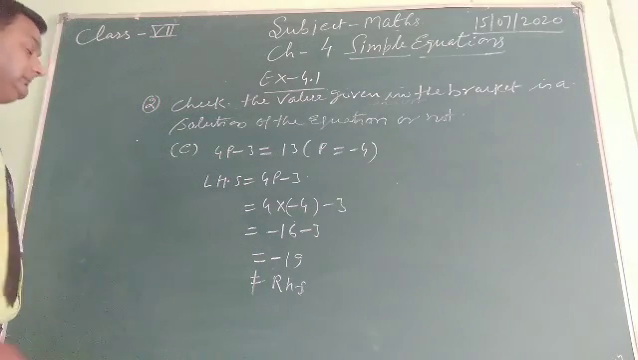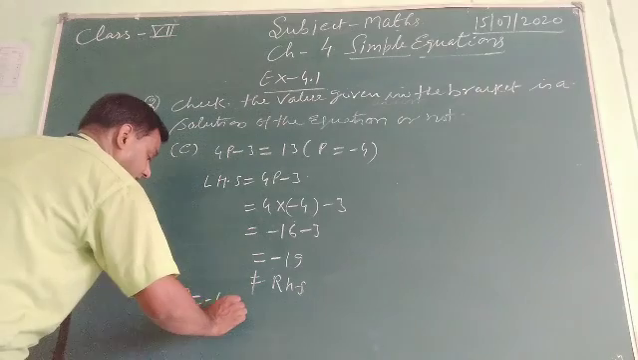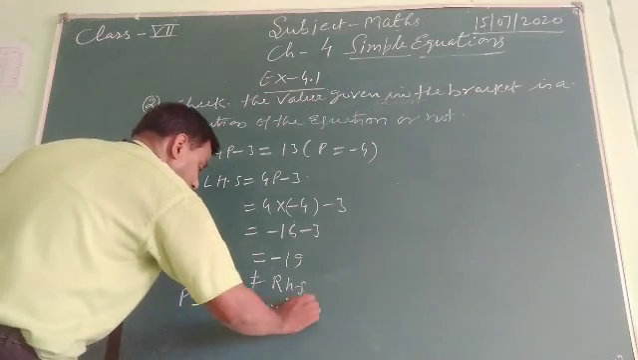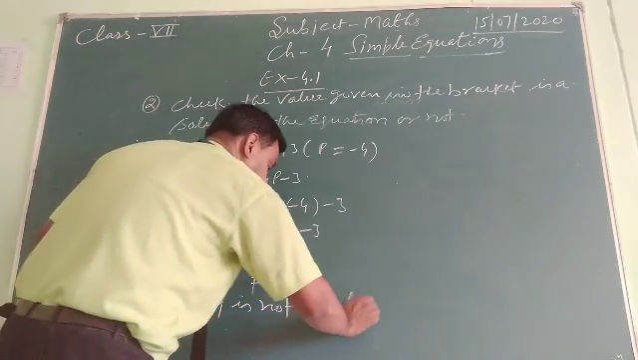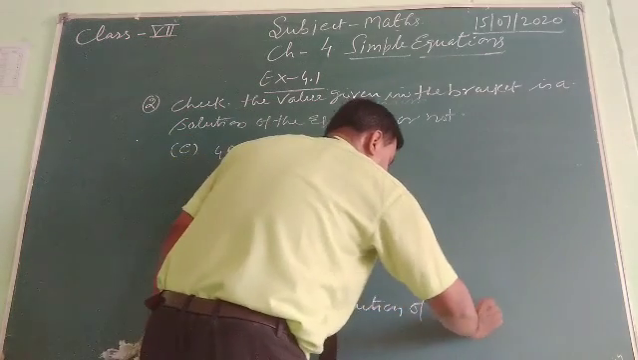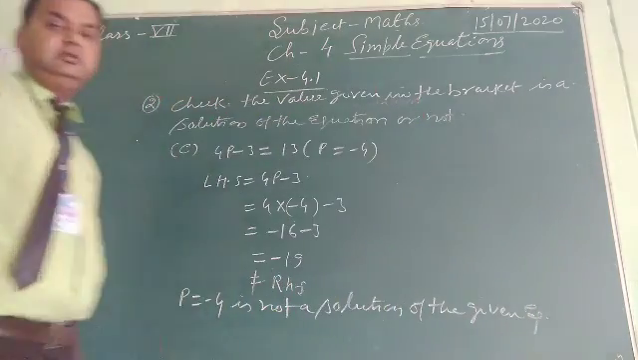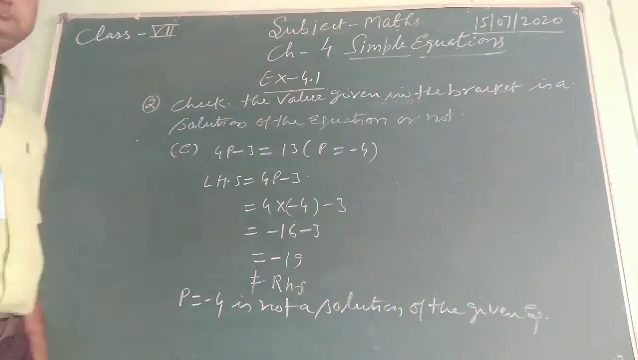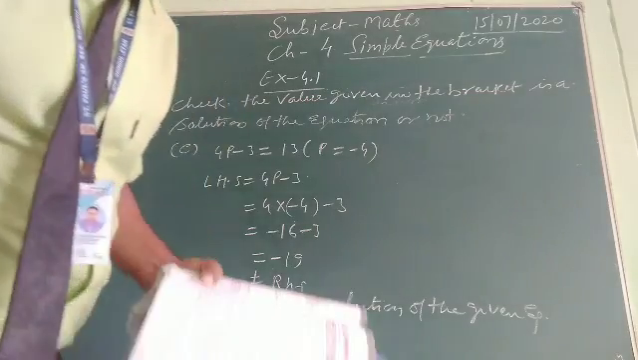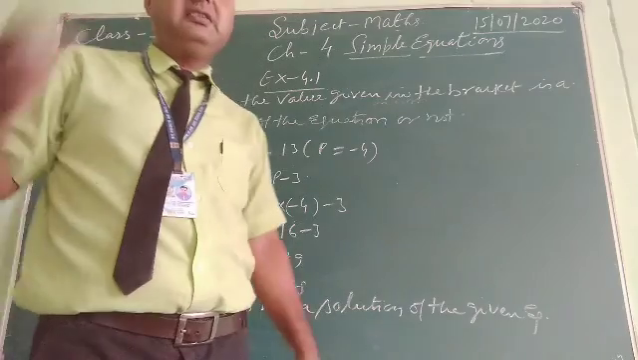It means p equal to minus 4 is not a solution of the given equation. Is it clear, all of you? So question number 2 is complete.